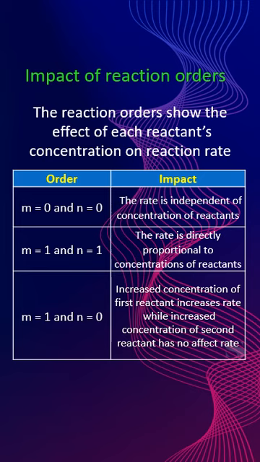If the reaction is first order with respect to one reactant and zero order with respect to another reactant, that is, m equal to 1 and n equal to 0, then an increase in the concentration of the first reactant increases the rate of the reaction, while an increase in the concentration of the second reactant does not affect the rate of reaction.